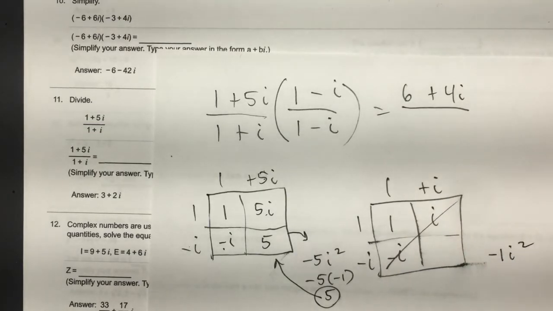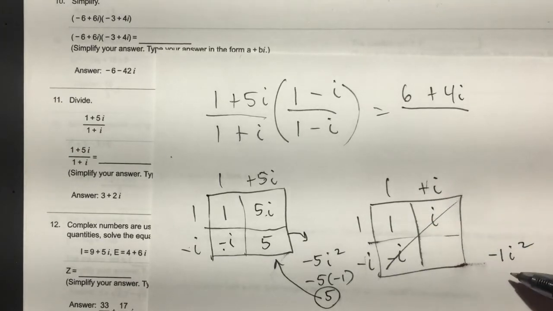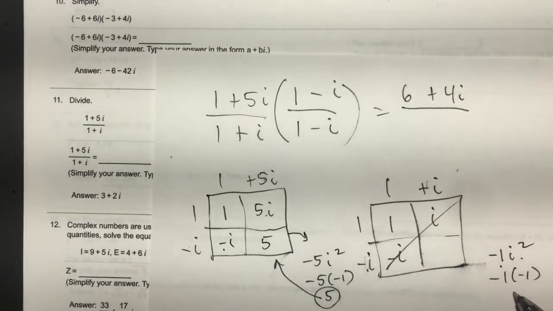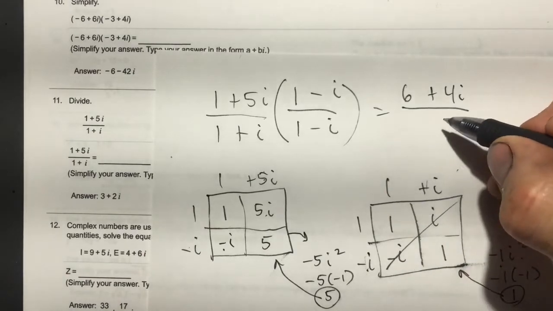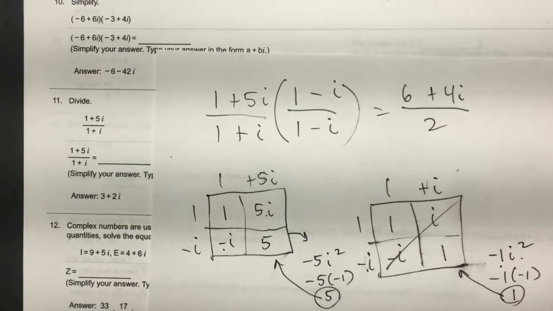And I got an i squared. Okay. Negative 1 times 1 is negative 1. And I got 2 i's, which is i squared. Well, i squared is negative 1. So negative 1 times negative 1 is a positive 1. So this is a positive 1. And when I add those together, I get a 2. And those canceled, like I said a while ago.